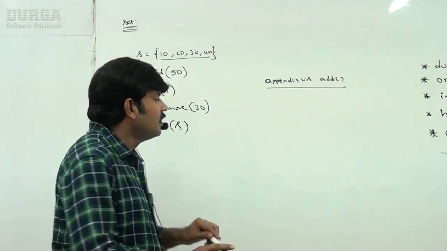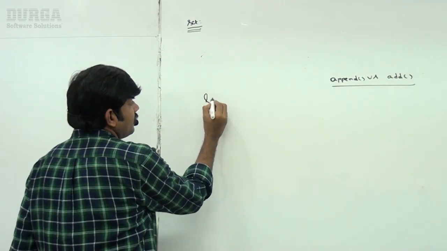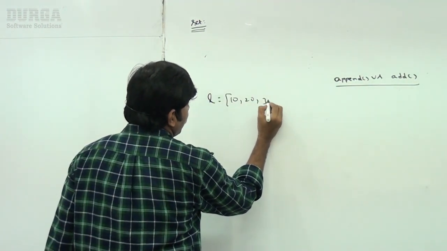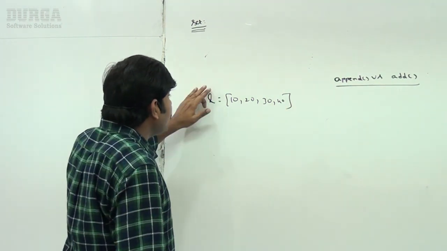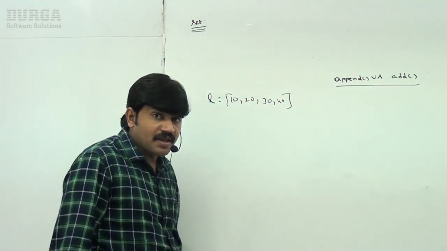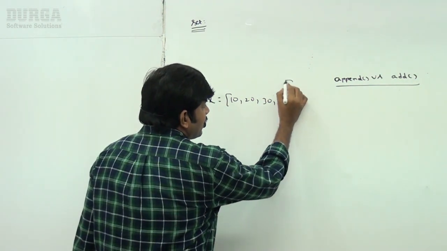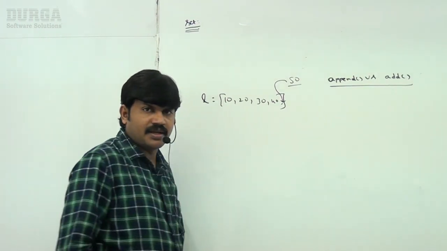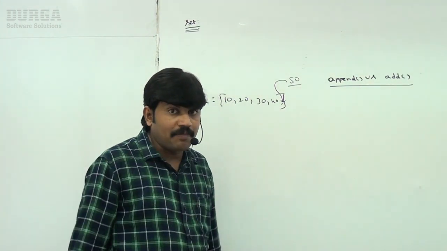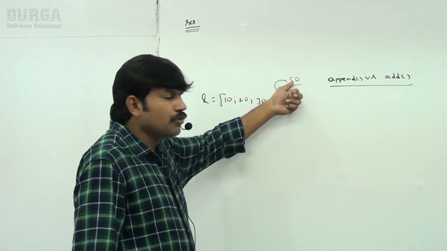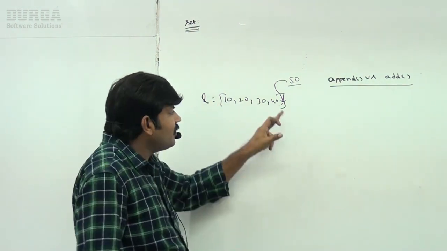Very simple. Observe carefully, sir. If I consider this is my list, L is equal to 10, 20, 30, 40. If I am trying to add 50, where will it be added? At last. Compulsory, in the last position 50 will be added. If you are adding something at last, that operation is called the append operation. Appending means existing plus new content. So there is a guarantee 50 is always going to be added at last.